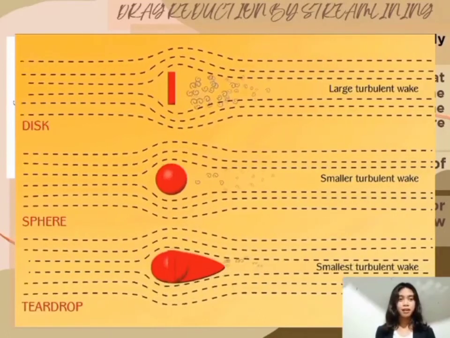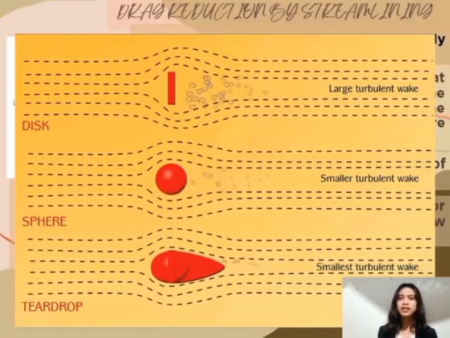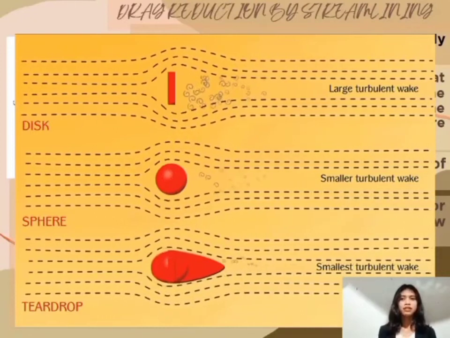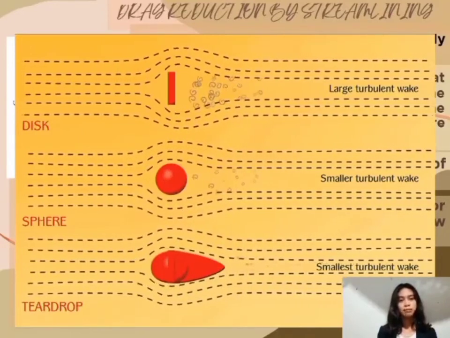So to wrap everything up, basically streamlining is used to reduce pressure drag by altering the design of an object. So remember, the more we elongate the rear surface of an object, the more its pressure drag will be reduced. However, doing this will result in an increased friction drag. So basically, they have an inversely proportional relationship here, because reducing the pressure drag increases the friction drag. And this is how streamlining works in reducing drag. So that is all for my topic in reducing drag by streamlining.